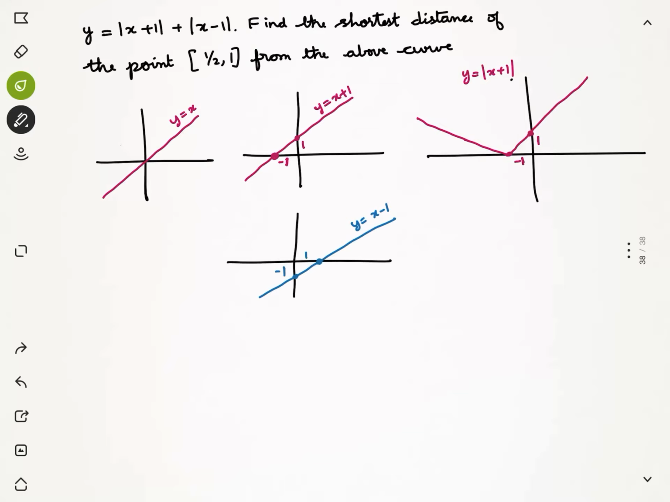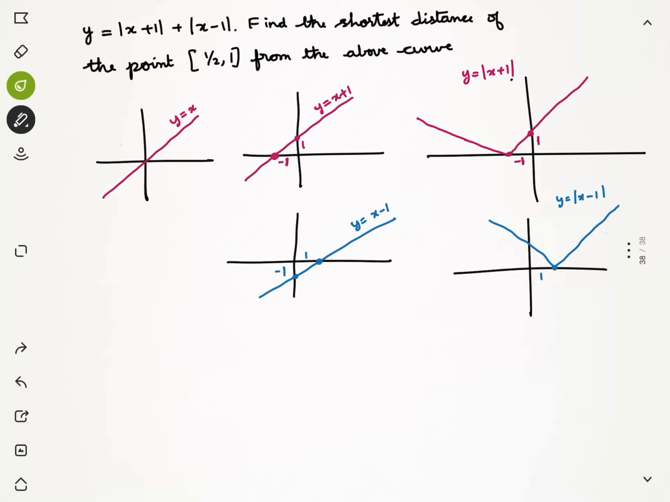Now if I put a mod function on top of this blue color line, this is what happens. Whatever is below the x axis gets reflected to the positive side of the x axis. So I have my blue color line where the slope is minus 1 on the decreasing part of the blue line, and the slope is plus 1 on the increasing part of the blue color line. So this is how my mod of x minus 1 curve and mod of x plus 1 curve will look like.